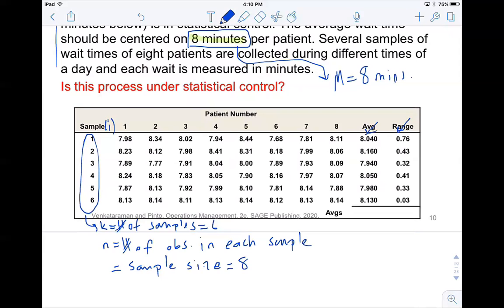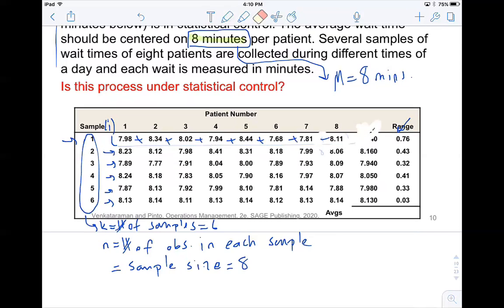Just as a short way of understanding where these values are coming from, the average values are just, for example, for sample 1, adding those wait times up and dividing the entire sum by 8. All right, and we will repeat this for sample 2, sample 3, sample 4, sample 5, and sample 6. Of course, I did that in Excel. You can do it in a calculator, but Excel is going to work just nicely.